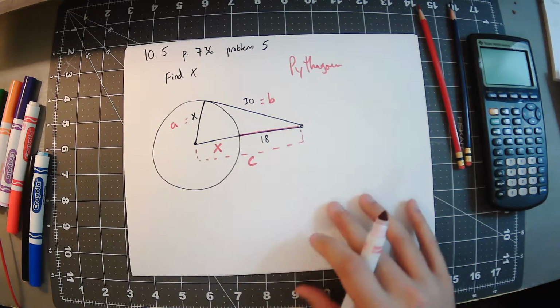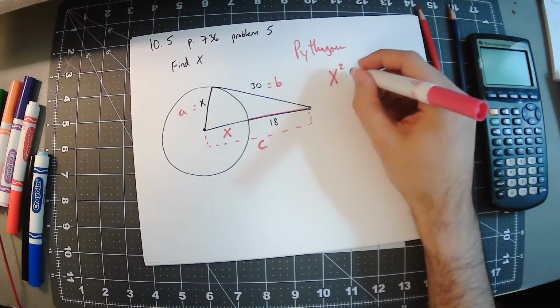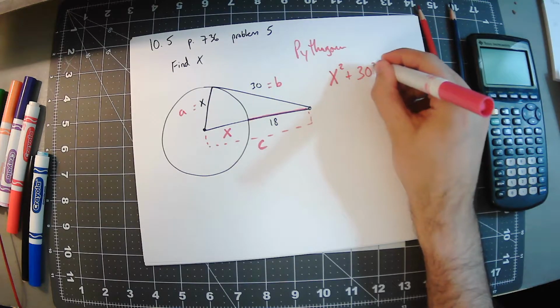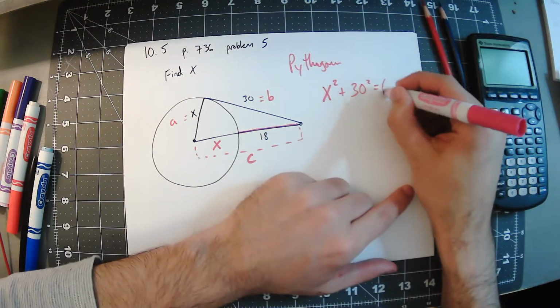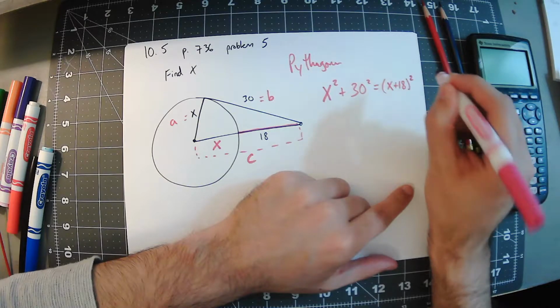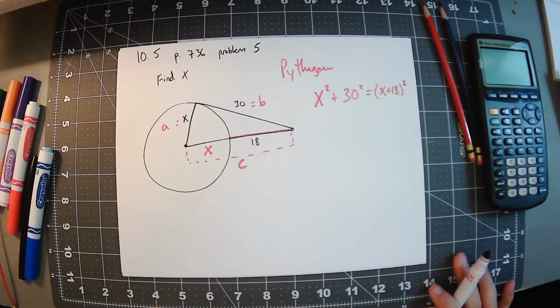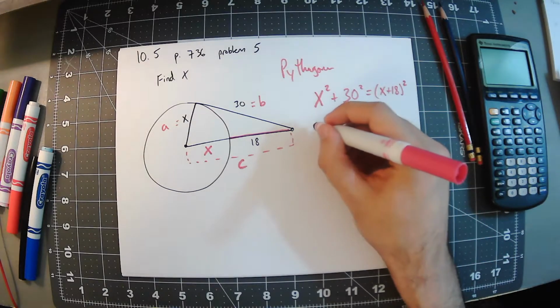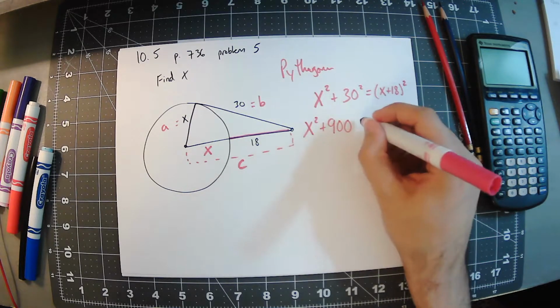So here is the problem we're solving. We're solving x squared plus 30 squared equals the whole hypotenuse. And this hypotenuse is x plus 18 squared. That's C squared. A squared plus B squared is C squared. 30 squared is 900. So we can clean up this side pretty quickly.